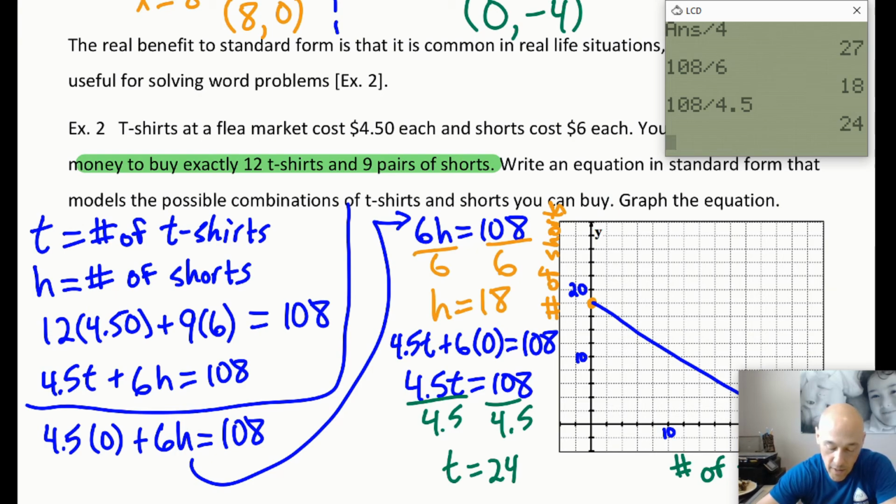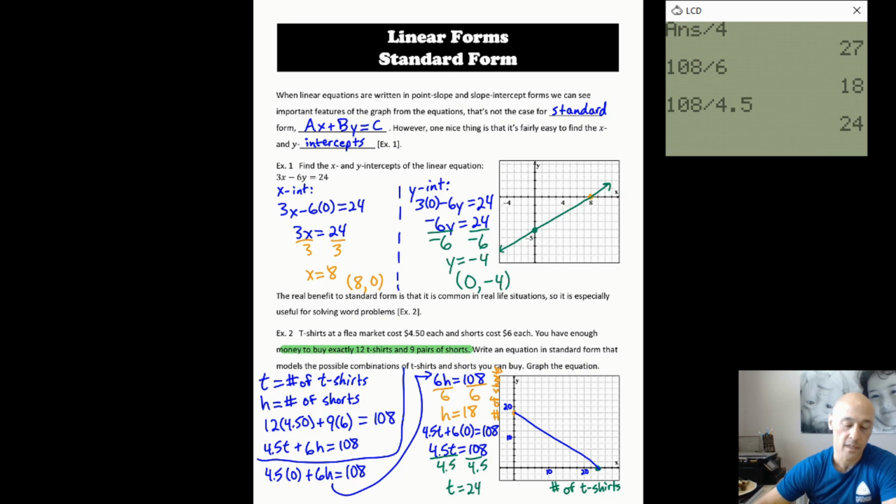So it looks like maybe right here there's a point. So that means he could buy, if he wanted to, 6 t-shirts and 16 pairs of shorts. Or here, he could buy 14 t-shirts and 8 shorts. Or here, and I'm not sure if I'm spacing those out exactly right, but that's the basic idea. All right? And that is standard form linear equations.